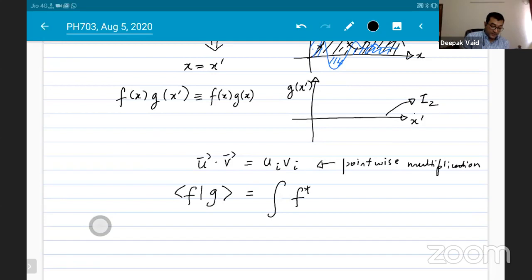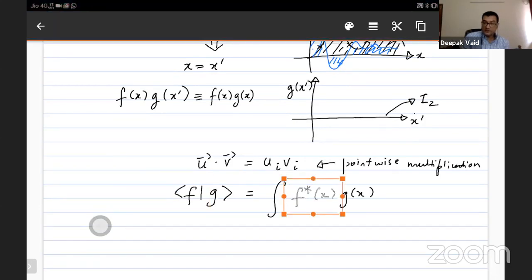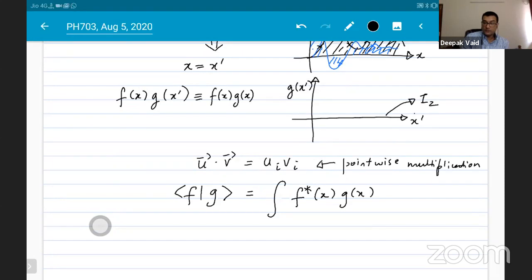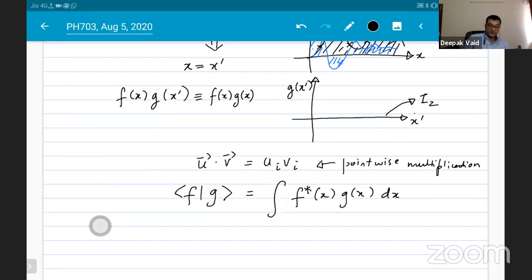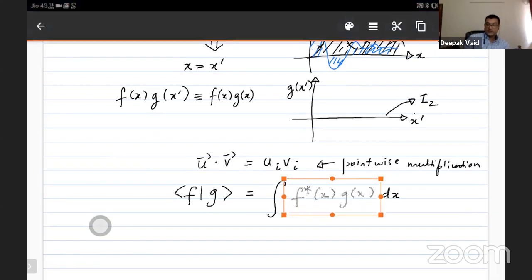So that means I take f star g of x. I'm putting this star here because of this notation. If f is a real function, then f conjugate will just be equal to f. So the point-wise product of these two functions will be given by an expression of this form. This is the product of the two functions at the point x.